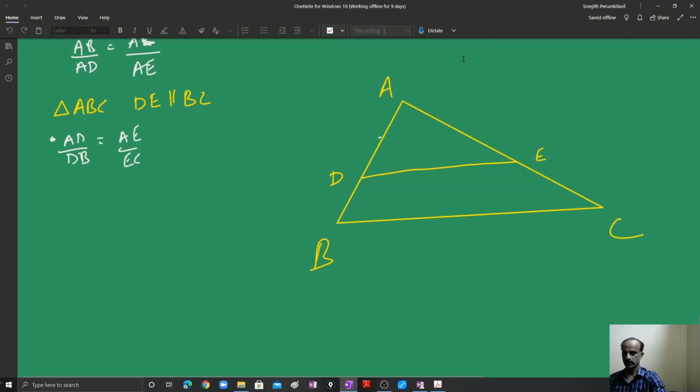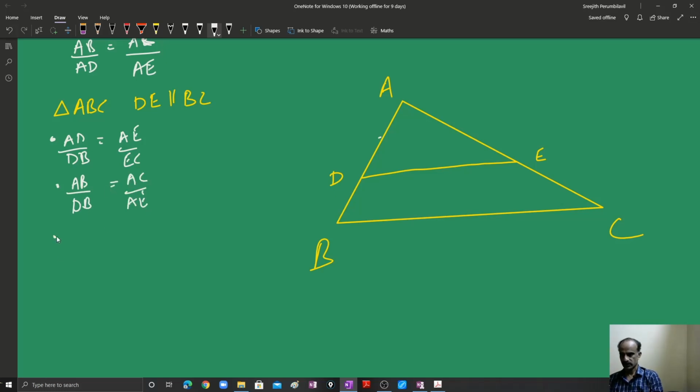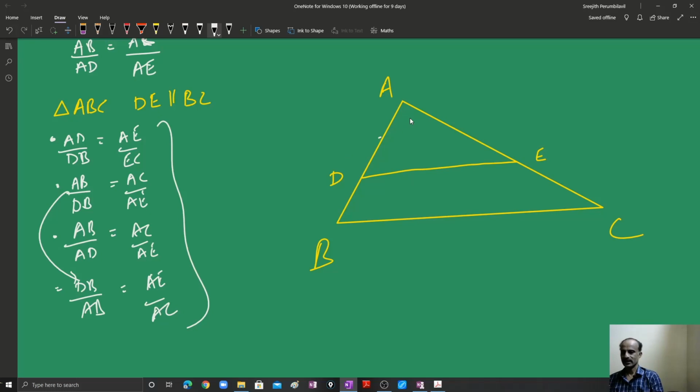The second point is the whole thing. What is that whole thing? AB divided by the smaller bottom part is equal to AC divided by AE. Next, AB divided by the upper part AD is equal to AC divided by AE. Now you can take DB divided by AB, the reciprocal of this, equal to AE divided by AC. In short, you can take it in any order.